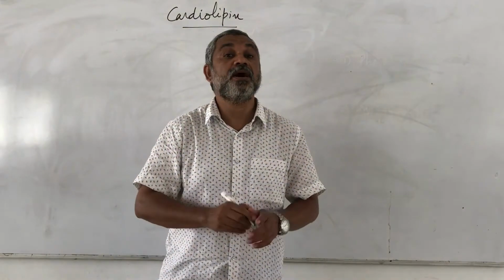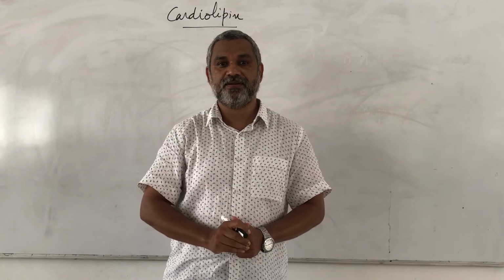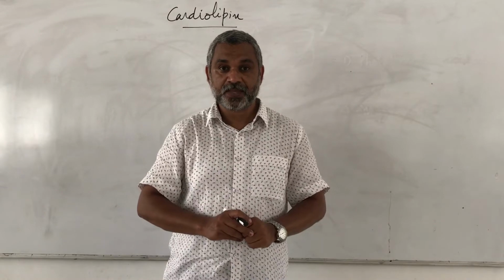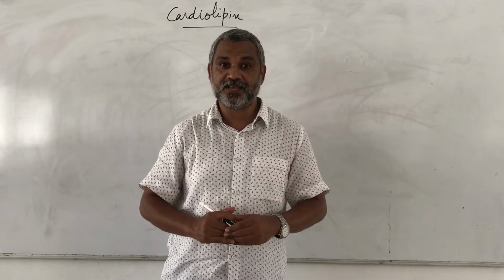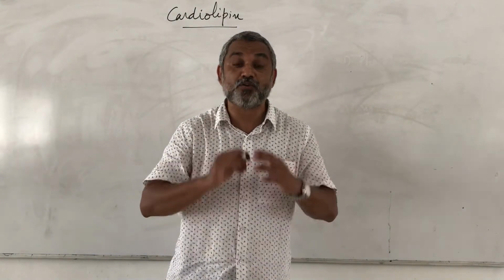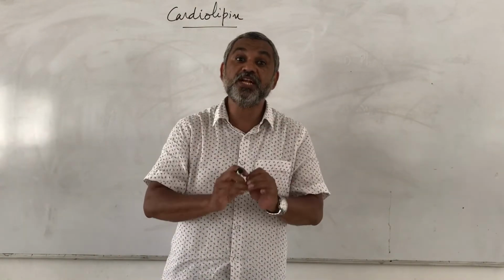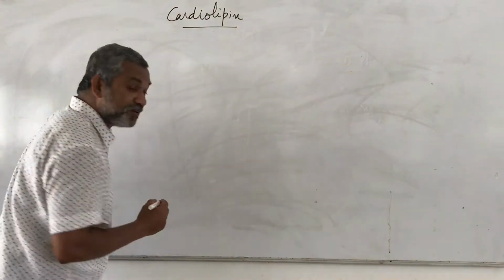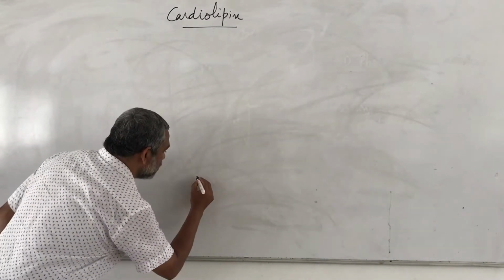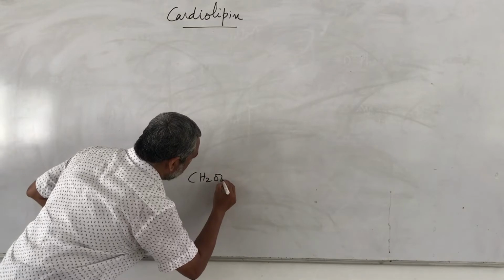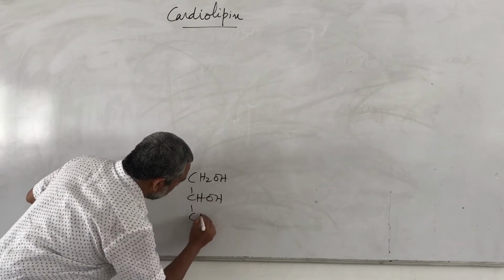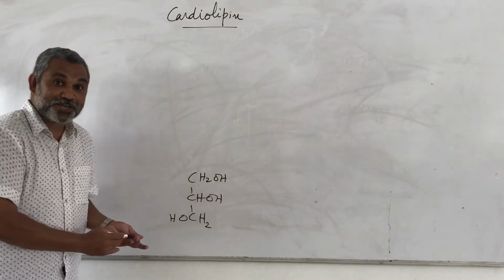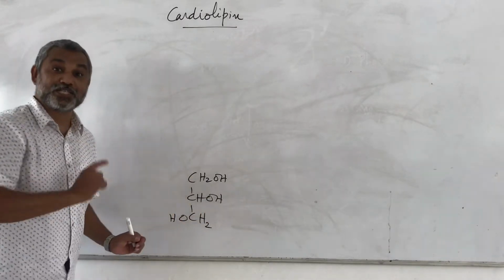So cardiolipin is another acidic phospholipid, and you will find cardiolipin abundant in the inner mitochondrial membrane. How exactly is cardiolipin synthesized? To understand the synthesis of cardiolipin, we need to look at the structure of cardiolipin. So, in the structure of cardiolipin, pay attention to each of these molecules. So, tell me which is this molecule? This is nothing but glycerol.